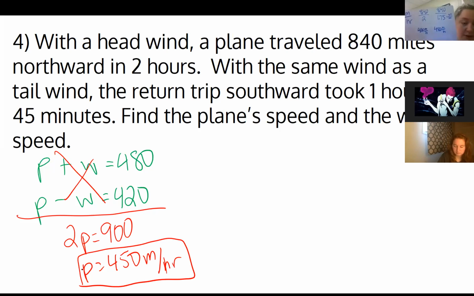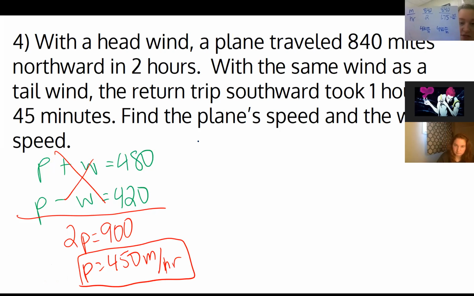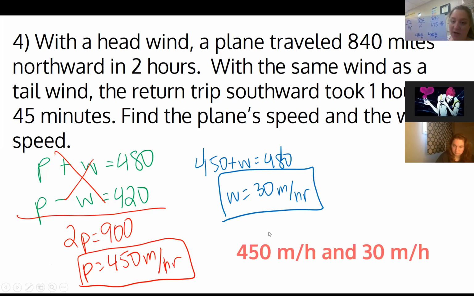To get the wind speed, plug it back in to any of the original equations. Let me get it blue. So 450 plus the wind gives me 480. So my wind is 30 miles an hour. Okay, so again, make sure our answers make sense. Because if I say that my wind speed was 450 miles an hour, I don't think you're on planet Earth anymore. I don't know where you are. You're not here. That's not happening.